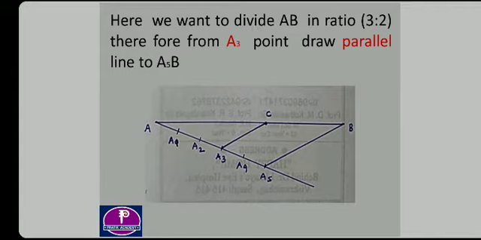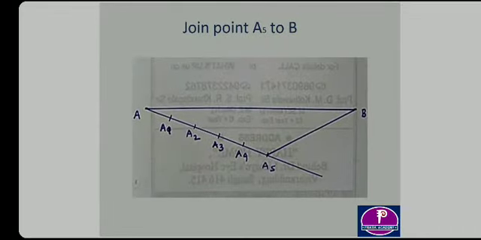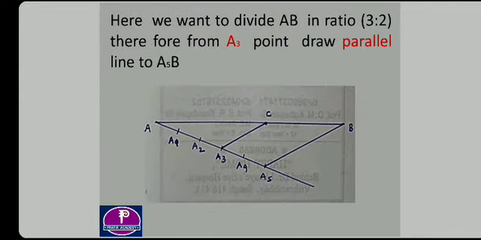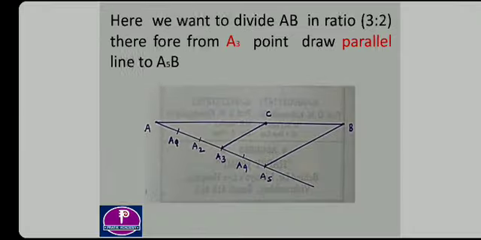Suppose that instead of 3:2, we have to divide the line segment in ratio 1:4. That means 1 plus 4 is equal to 5. So once again I will make 5 equal distances on this inclined line, and first I will join the last point to the other endpoint, and draw a line parallel to this A5B line from point A1, because the ratio is 1:4. In the same way you can select a point depending upon your ratio.